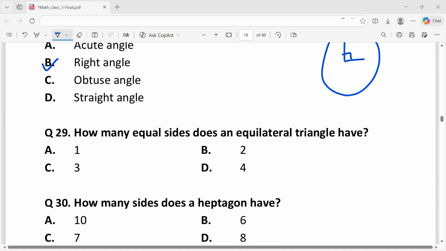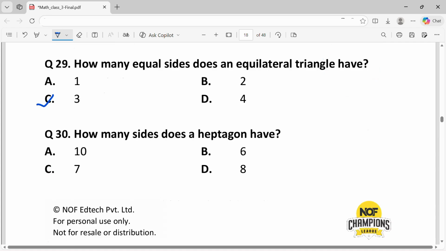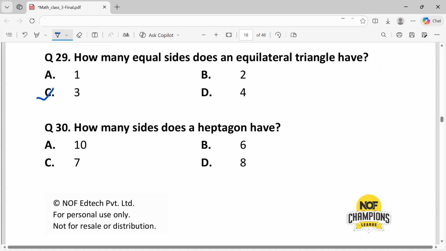Question 29. How many equal sides does an equilateral triangle have? An equilateral triangle has 3 equal sides. Question 30. How many sides does a heptagon have? A heptagon has 7 sides. A heptagon is a polygon with 7 sides.